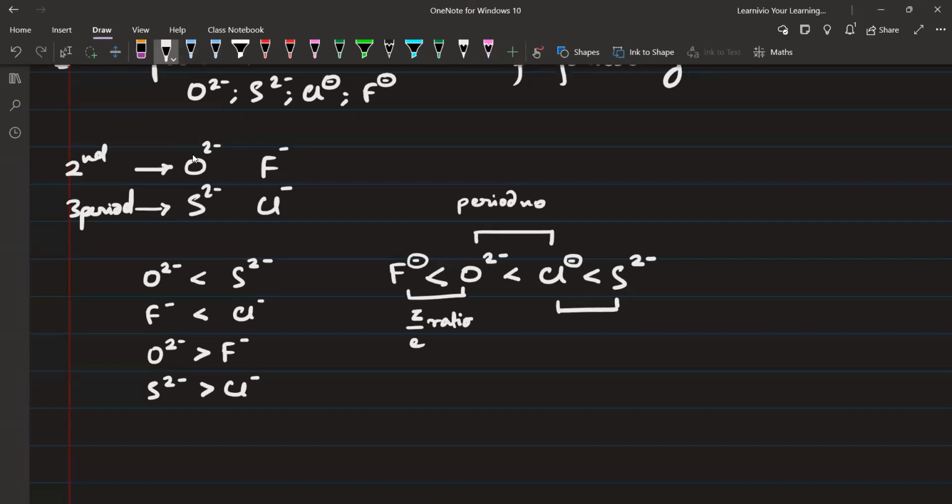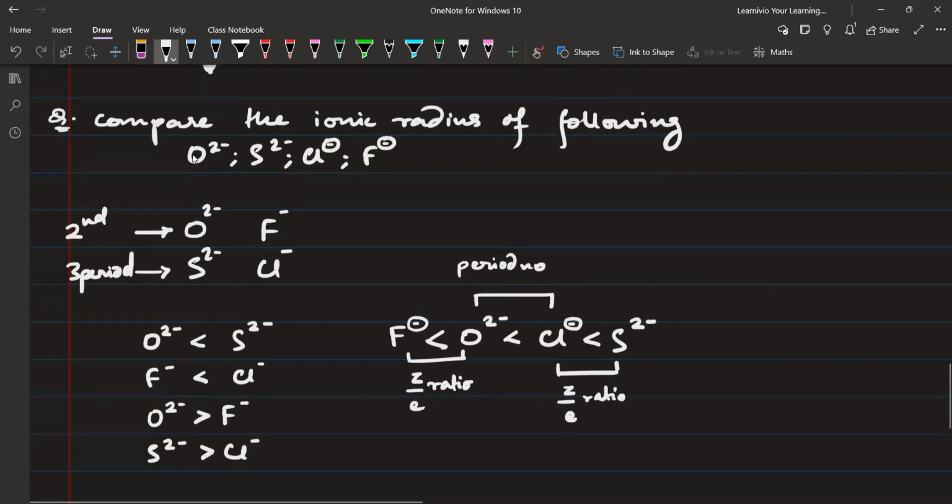Between fluorine and sulfur, again, the Z upon E ratio of fluorine was greater, that is why its size is smaller. Sulfur had a smaller number of protons as compared to chlorine, but it had an equal number of electrons as compared to chlorine. That is why it has a larger size. It has fewer protons. Okay, copy this down. Raise your hand once you're done.